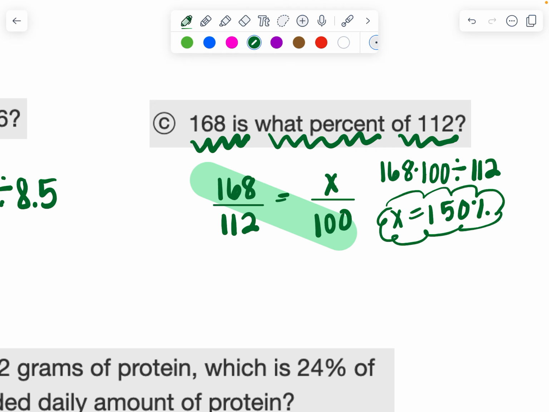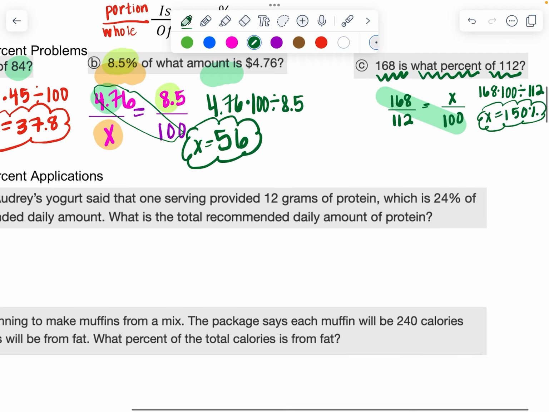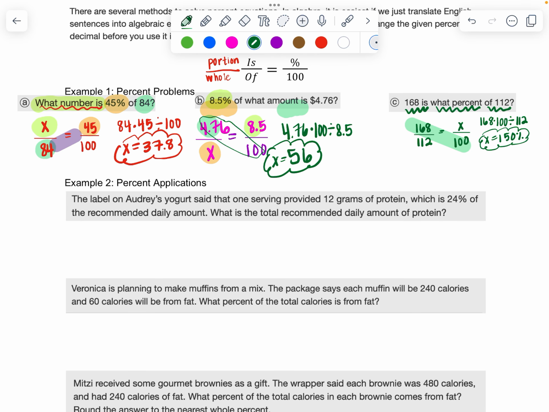So that's some basic ones. Let's look at some more real world type situations. We're still going to set up a proportion. A proportion is just two fractions that are equal to each other. So before I do anything else, I'm going to do that. Put the 100 in the bottom of the second fraction.